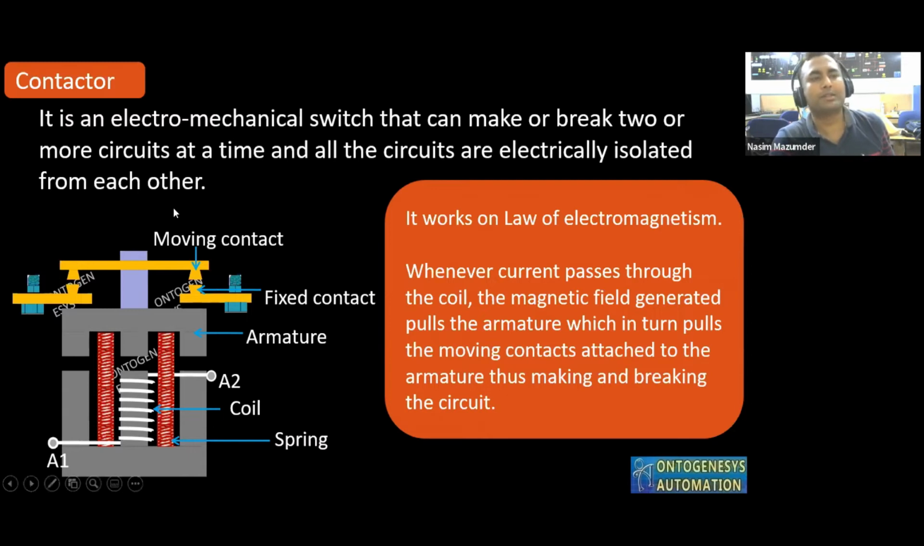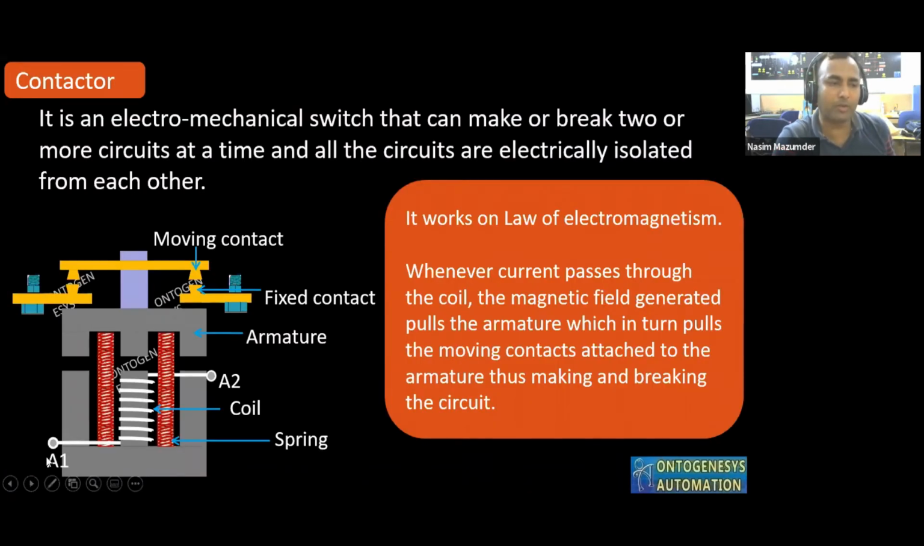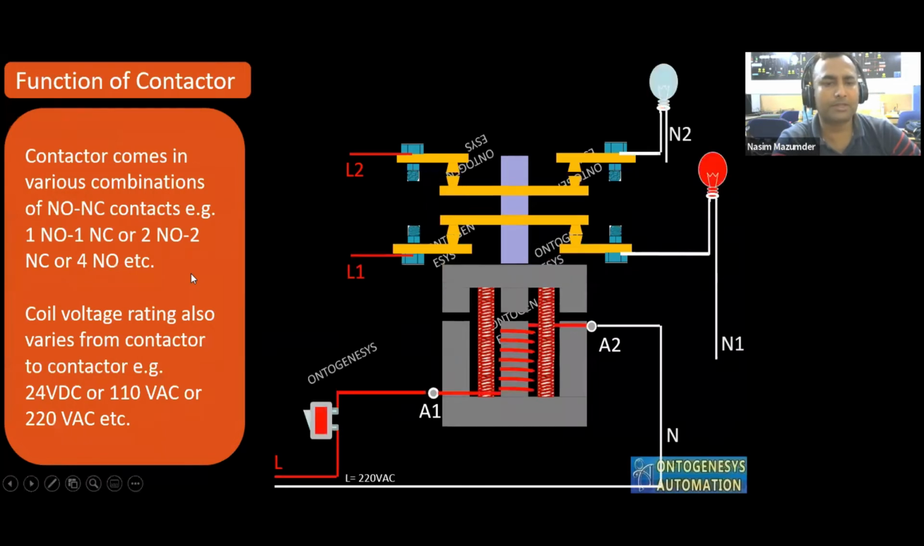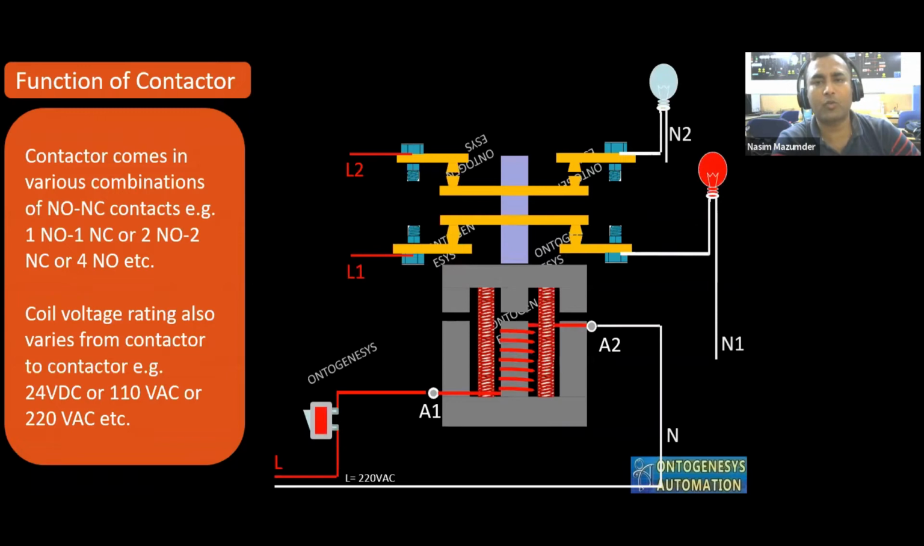So this is your contactor, and we know that in a contactor there will be a coil with A1 and A2 terminals. Then there will be a fixed contact and a moving contact. We connect it with the fixed contacts, isn't it? So this might be NO or NC, and then this is how a contactor works.